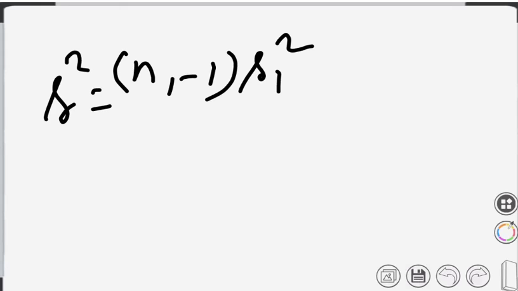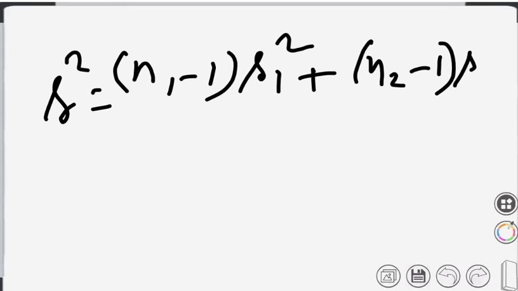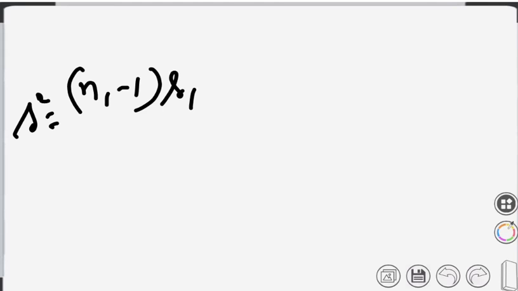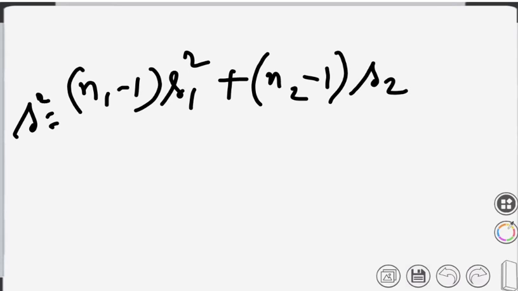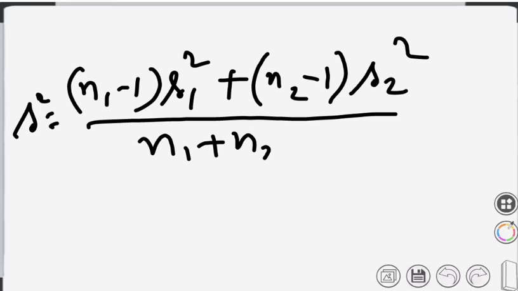n1 minus 1 into s1 square plus n2 minus 1. I have written wrongly in the table. It will be n2 minus 1 s2 square. Please correct it. Please correct the formula. This is the right formula I am writing. So s square will be calculated by n1 minus 1 into s1 square plus n2 minus 1 into s2 square by n1 plus n2 minus 2.